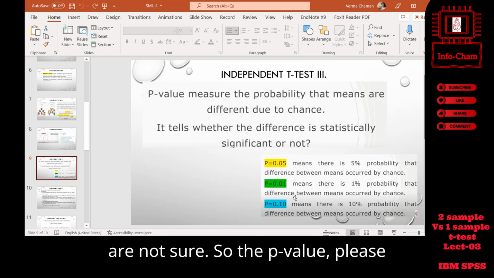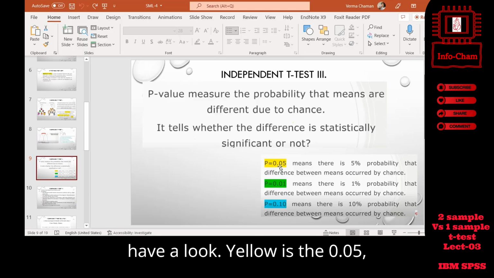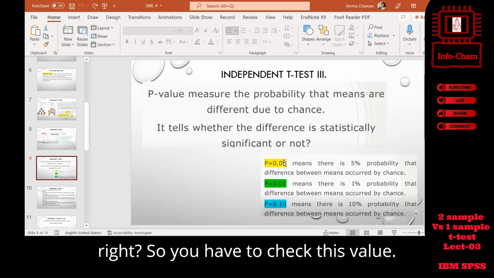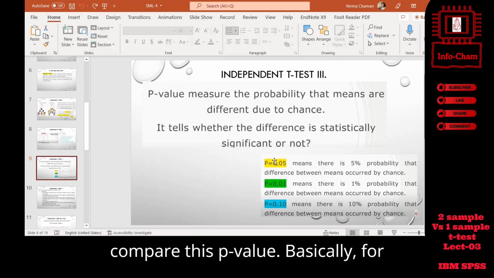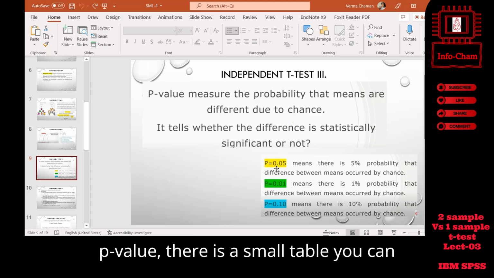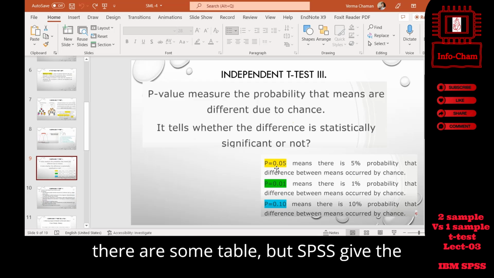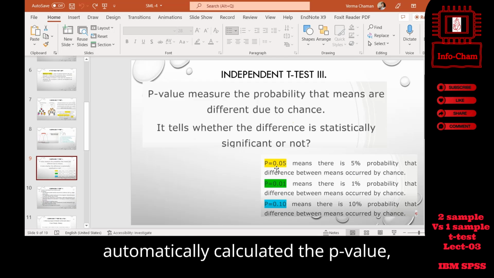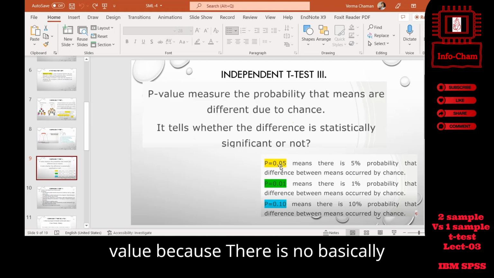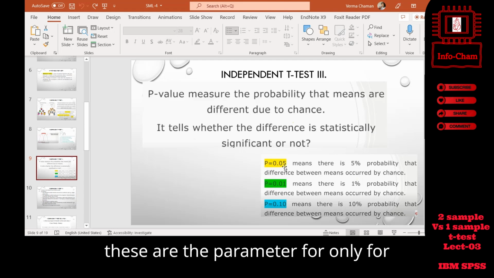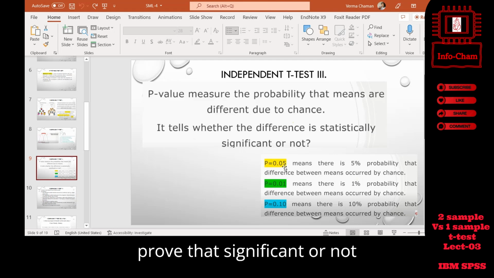So for the p value, please have a look. Yellow is 0.05, right? So you have to check this value. Whenever you have any test, you have to compare this p value. Basically, there is a small table for the p value you can find on the internet. There are some tables, but SPSS automatically calculates the p value, right? These are standardized values, because these are just parameters to prove that a result is significant or not significant.